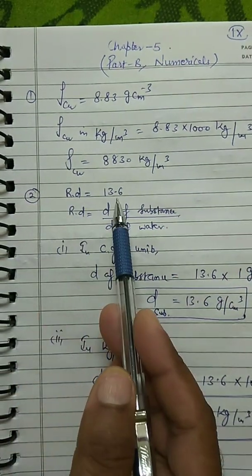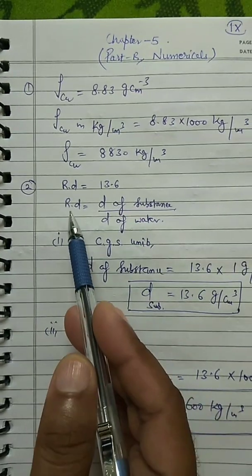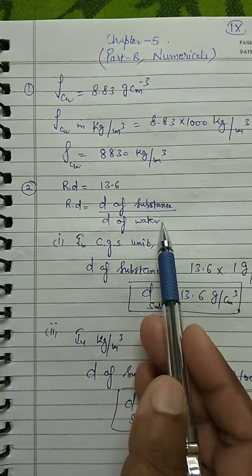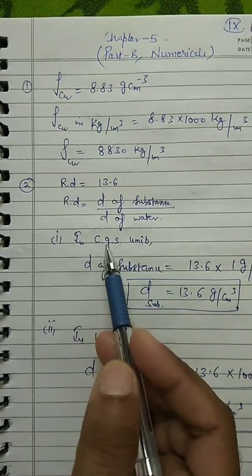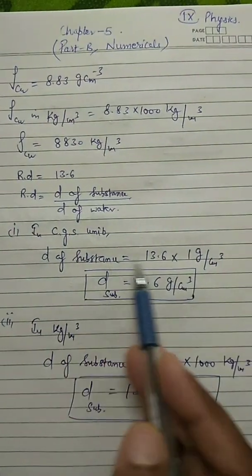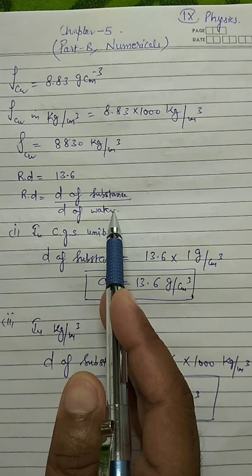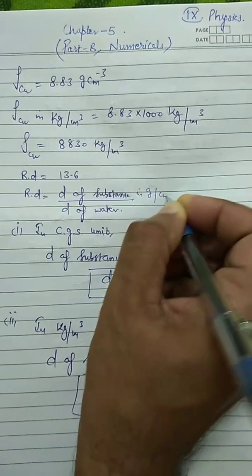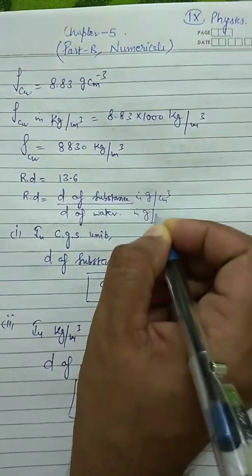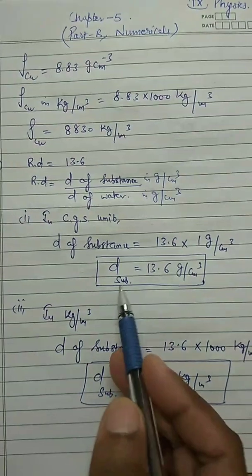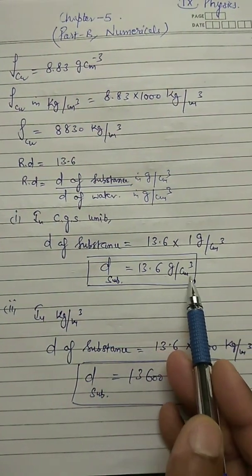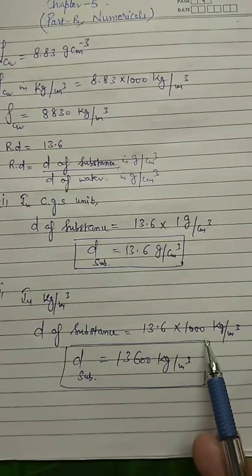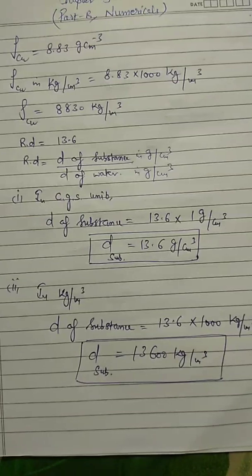Second one, relative density is given as 13.6. We have to find the density of the substance in CGS. The formula is relative density equals density of substance over density of water in the same system of units, that is CGS we are taking. So the density of substance is equal to 13.6, and density of water in CGS is 1 gram per centimeter cube. So the density of the substance will become 13.6 gram per centimeter cube. In kilogram per meter cube, simply multiply this value by 1000. So the answer is 13,600 kilogram per meter cube.